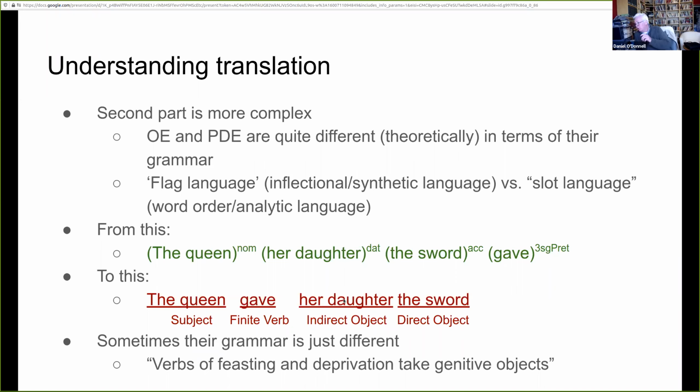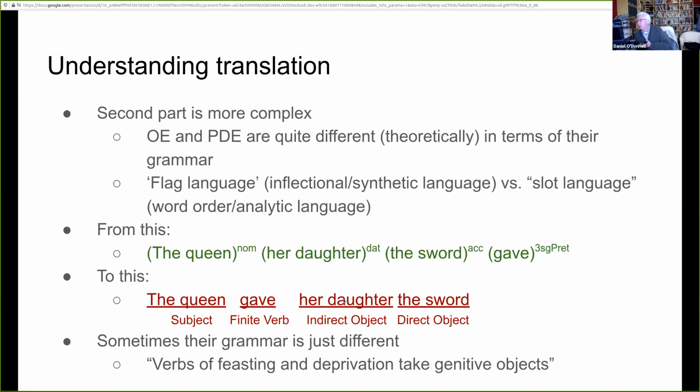So Old English word order is very close often to modern English word order, except when it isn't, which is when it causes trouble. But theoretically speaking, they don't understand the word order the same way we do. And so I like to explain this, and these are not the scientific terms, as a flag language versus a slot language. What I mean by that is, in Old English, they use the endings on the words to tell you what the thing is doing in the sentence. And they will pay attention to that over word order.